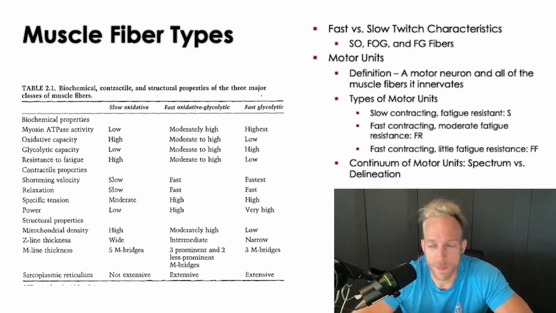Welcome back to another rapid review with the Gifted Academics team. Today we are discussing a topic from the CISSN exam found in Chapter 2. Specifically, we're going to be talking about what you need to know to pass the exam and become a certified sports nutritionist about muscle fiber types.